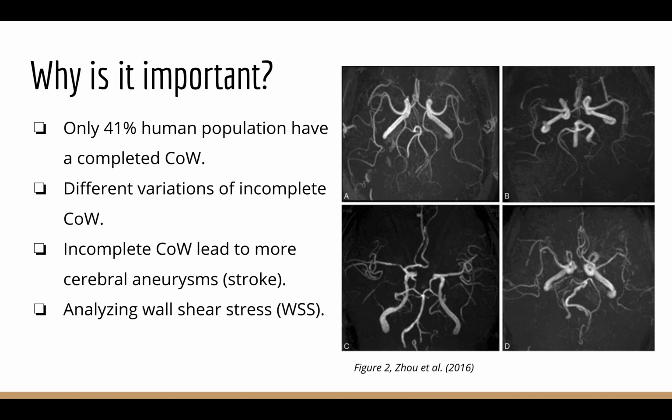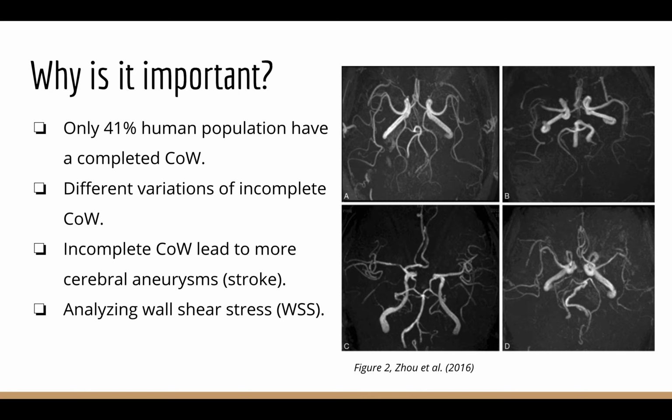Why is it important? Well, research has shown that only 41% of the human population actually has a complete circle of Willis, and that some of its variations have been associated with a higher risk of cerebral aneurysm.